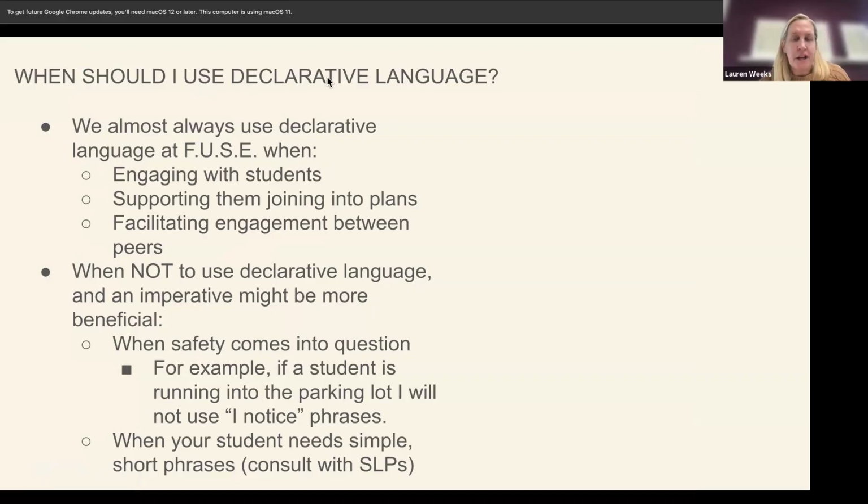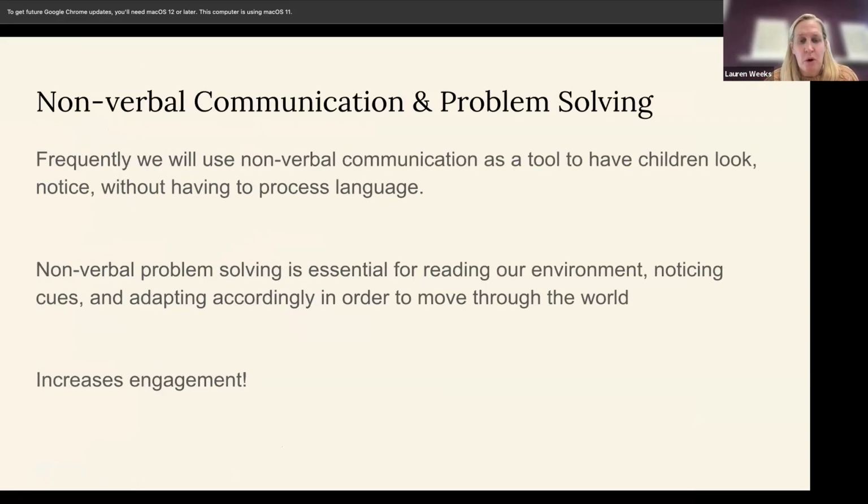Obviously, if we're thinking about when should we use declarative statements versus imperative, there are times that are going to be safety. And we always say to teachers, if a child is running into the street, that is not the time that you're going to be using a declarative statement. You're going to be using an imperative statement like you need to stop. You need to stop your body. You need to come back. There are times that we will use more of an imperative command when there's a safety or risk factor that we are trying to avoid.